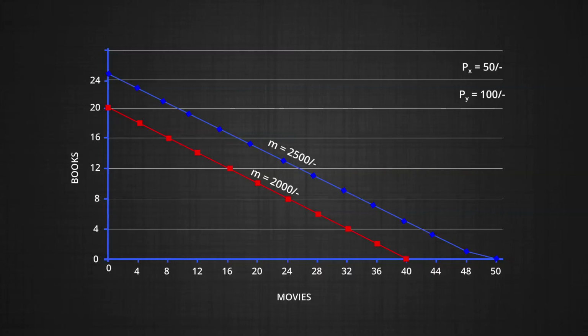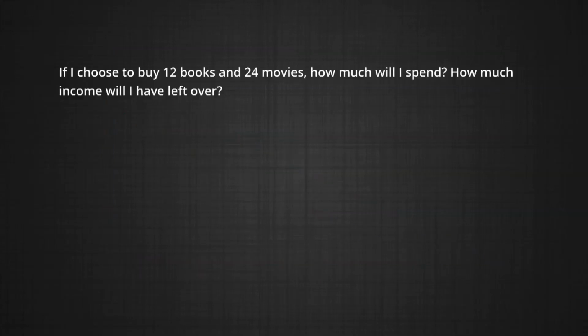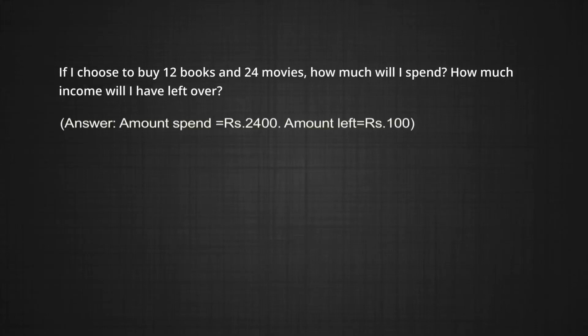She can afford to buy a bundle such as 12 books and 24 movies, which she could not have with her earlier income. If I choose to buy 12 books and 24 movies, how much will I spend? How much income will I have left over? Notice that I will spend 2400 and I will have 100 rupees left over. So, although this point is not on my budget line, it is still on my budget set.